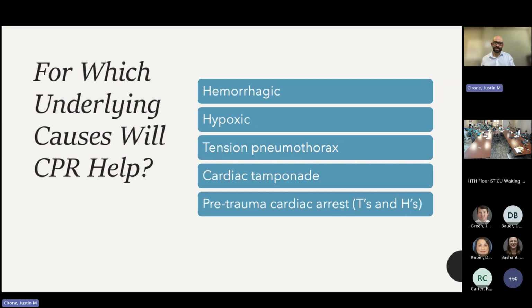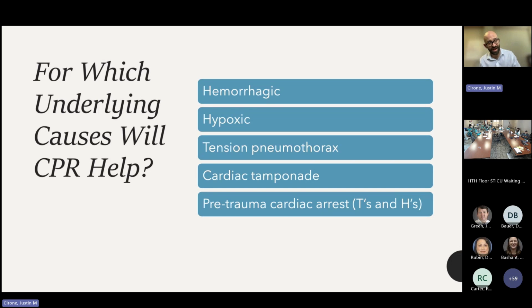And when you look at this list, like tension pneumothorax, definitely not. Cardiac tamponade, definitely not. If the heart can't pump through it, you're not going to be able to pump through it. The pre-hospital traumatic arrest, absolutely. If you're thinking this person is having a cardiac event, by all means, this might help.